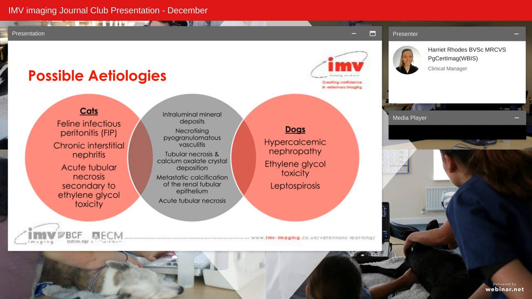cats with rim-like changes in the medulla echogenicity. These included intraluminal mineral deposits, necrotizing pyogranulomatous vasculitis, tubular necrosis, calcium and calcium oxalate crystal deposition, metastatic calcification of the renal tubular epithelium, and acute tubular necrosis.